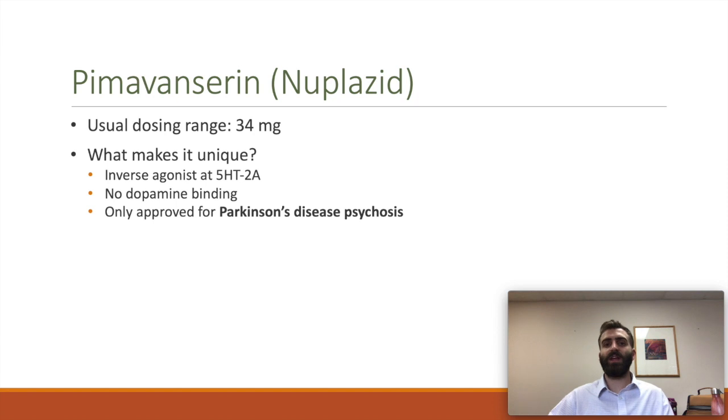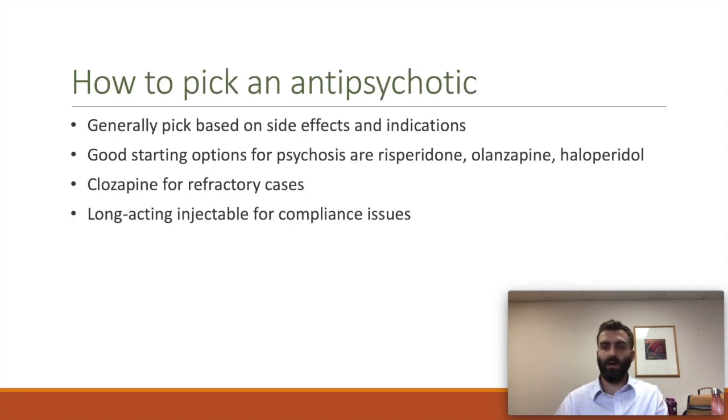Final one is pimavanserin or Nuplazid, and this does not affect dopamine at all. So that means it doesn't have the extrapyramidal symptoms, which is what you want for this approval, which is Parkinson's disease psychosis. So you don't want to make anyone stiff or have tremors who has Parkinson's disease, so this doesn't affect dopamine. It's an inverse agonist at 5-HT2A, which is a unique mechanism. And like I said, it's only approved for Parkinson's disease psychosis.